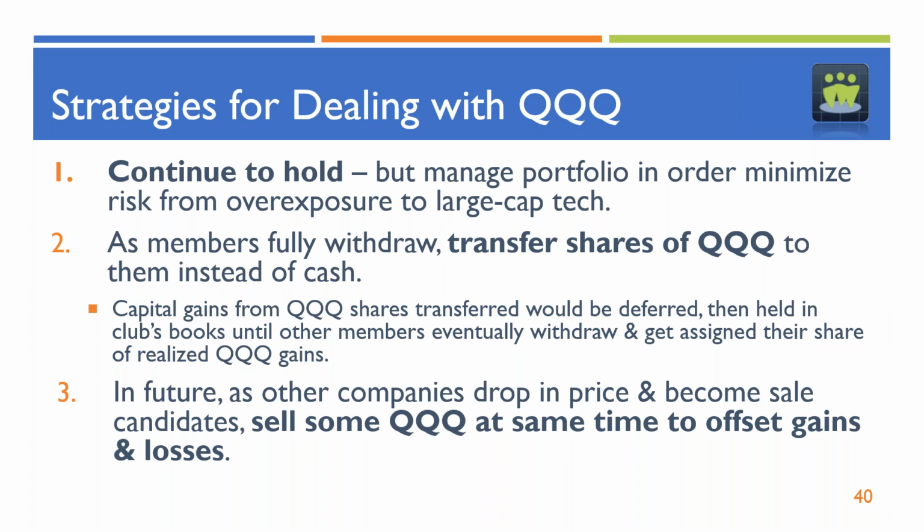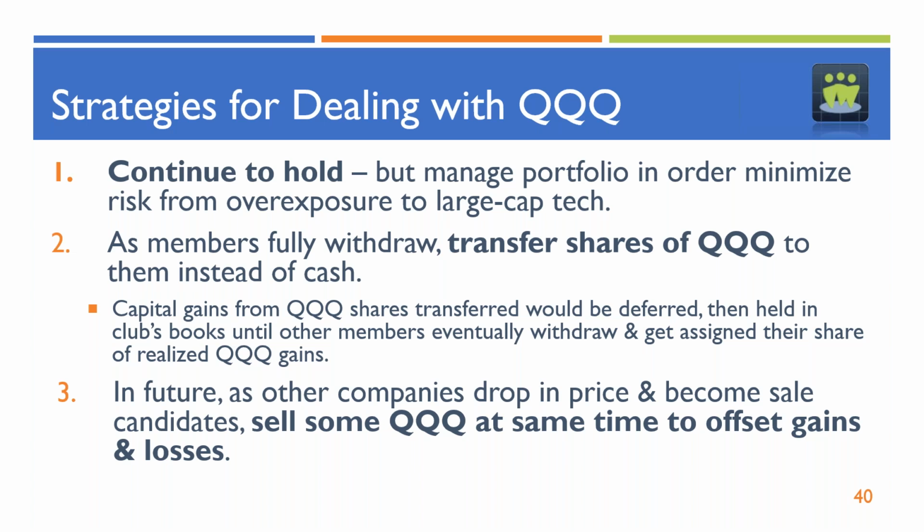If you have members that are withdrawing, you can transfer shares of QQQ to them, just like transferring shares of any security, instead of cash. And that's another way of winnowing down. The capital gains from those transfers get held in the club's books and then distributed to the remaining members when those members withdraw. Could be 3, 5, 10 years down the road.